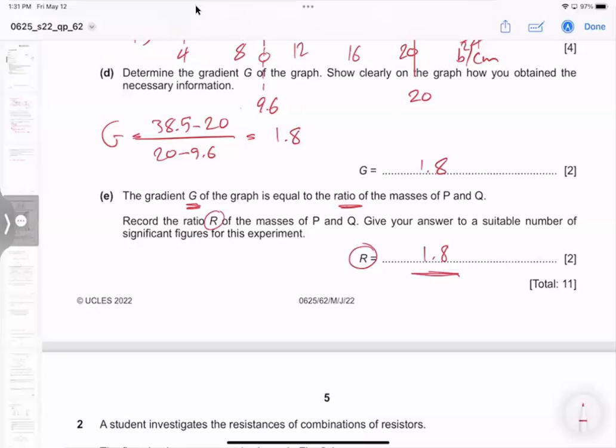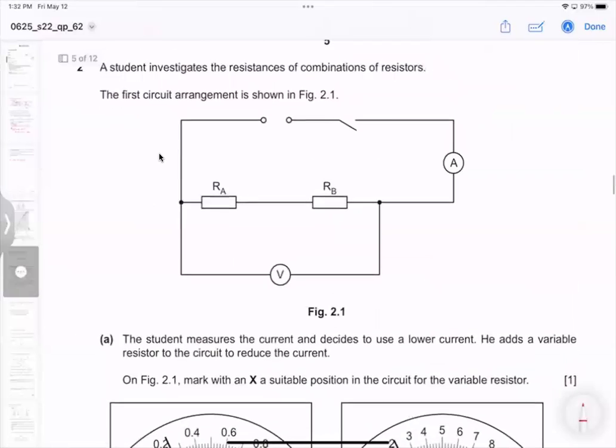Mr., why 2 marks? 2 marks because you are going to write R equal G, and he's already mentioned that. And it has no unit. Maybe 1 mark for the result and the other for the significant figures. Okay, we are done with question number 1. Let's go to question number 2.